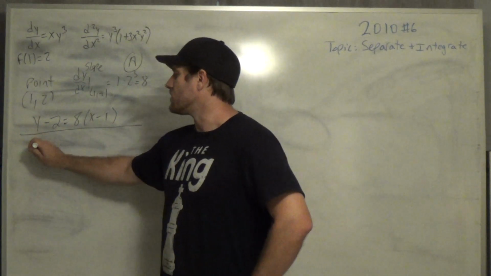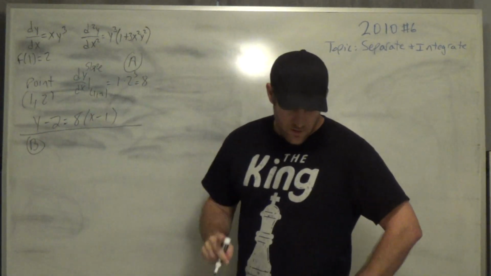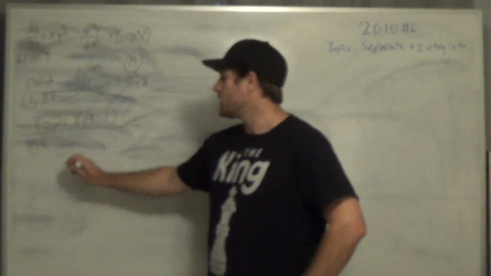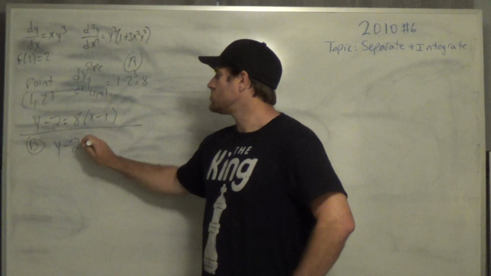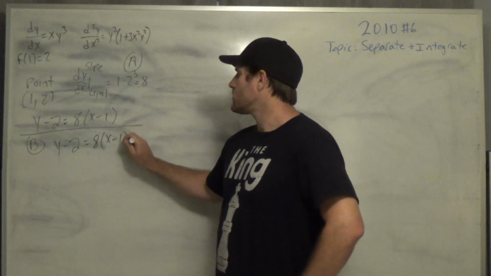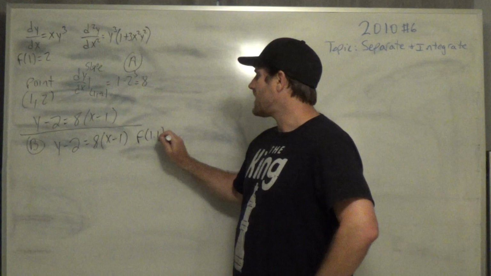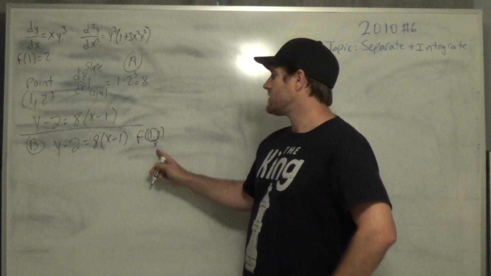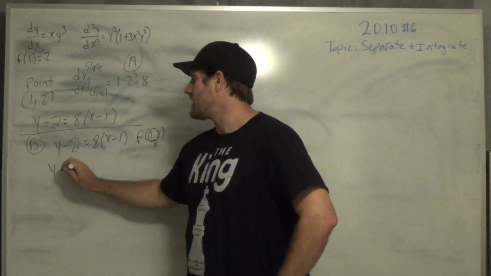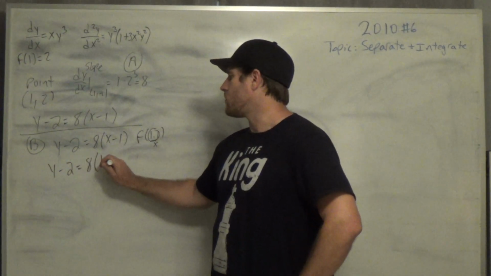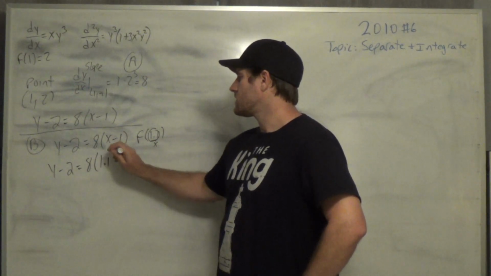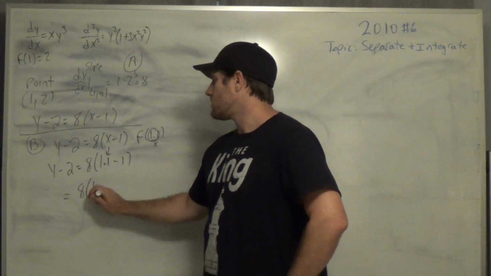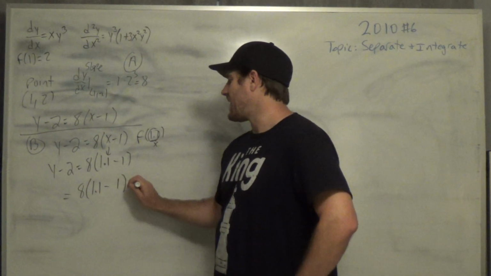So what does part B want us to do? Well, part B has a lot of important steps. The first thing part B says is use this equation to approximate f of 1.1. So if somebody wants you to approximate f of 1.1, that means they want the x to be a 1.1, so we're going to go ahead and replace the x with 1.1. And then we're going to get y by itself. So if we get y by itself, it's 8 times 1.1 minus 1, and then we're going to add the 2 to the other side.